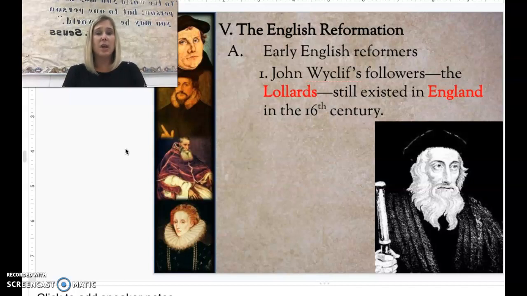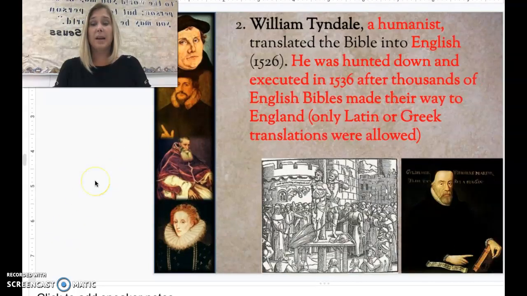Now, Wycliffe is no longer around by the time that the Reformation gets underway, but some of his followers are still around in England by the time 1517 comes around for the start of the Reformation. So I wanted you to know that they're going to continue to spread his ideas throughout different parts of England that will help inspire a Reformation there. Another example of an early English reformer is William Tyndale. Now, he is considered a humanist, and he will translate the Bible into English.